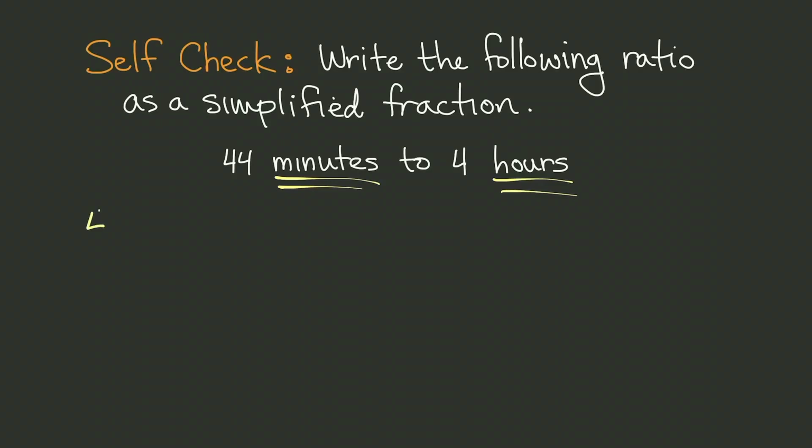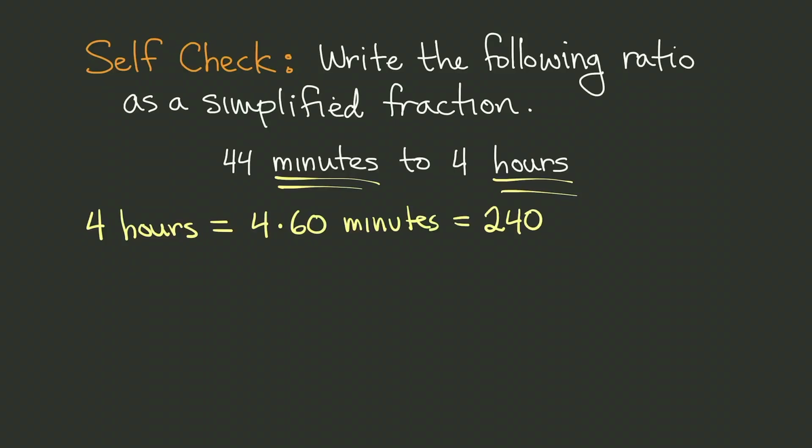So let's take 4 hours and rewrite that as minutes. Well, to get that, we need to multiply that by 60, and that's going to give us the correct minutes, which is going to be 240 minutes. 44 was the first number in the ratio, and now we have 240 for the second number.